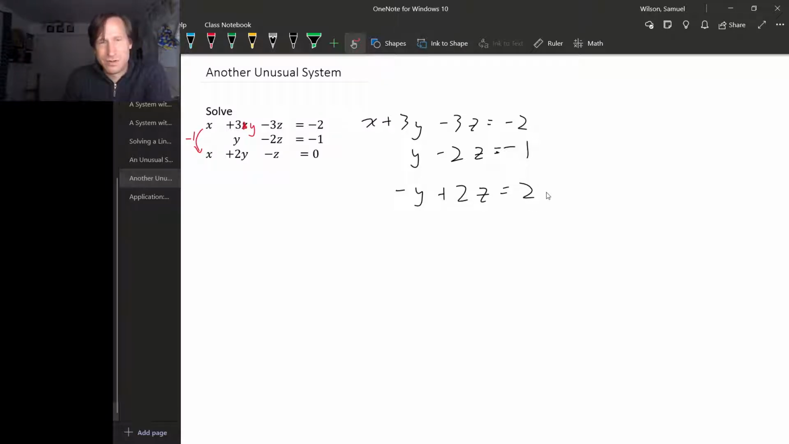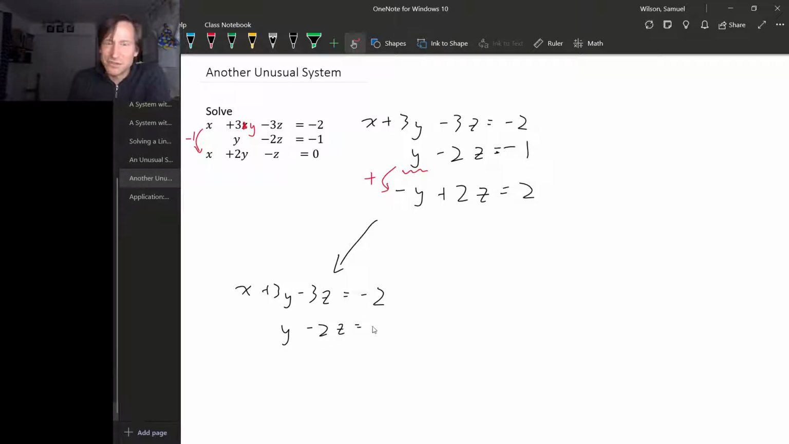2. Okay. Now we need to use this y right here to zero out the y below it. So we're going to add the second equation to the third equation. That doesn't change the first 2 equations: x plus 3y minus 3z equals minus 2, and y minus 2z equals minus 1. And then the third equation, it looks like our y's cancel, our z's also cancel, and on the right-hand side, we get 1.